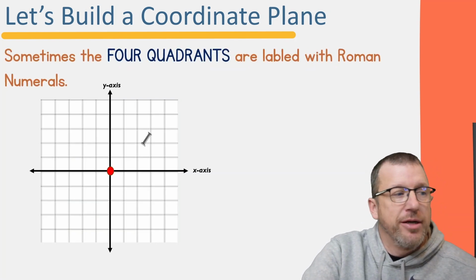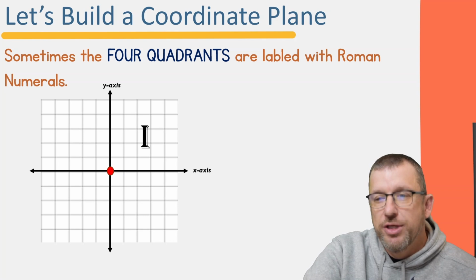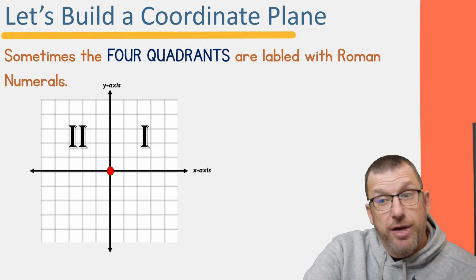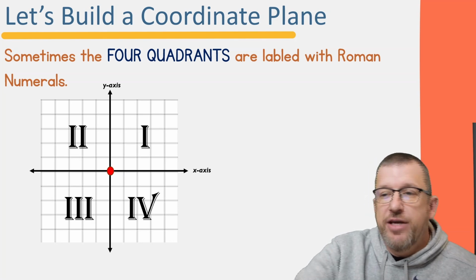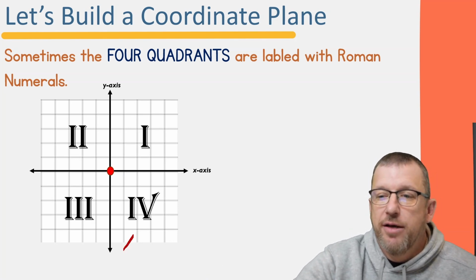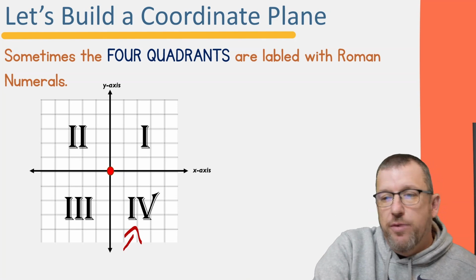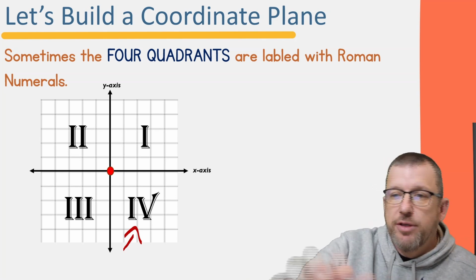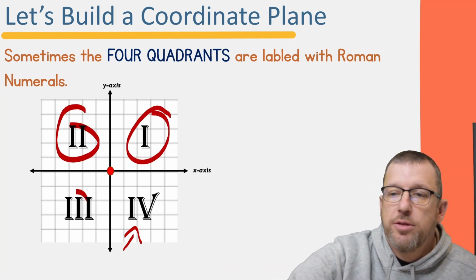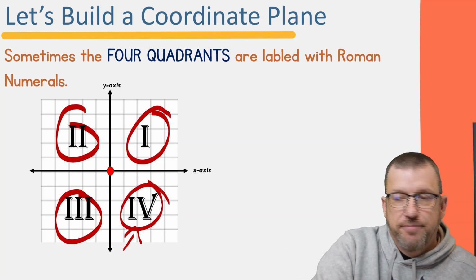A lot of times you'll see it written in Roman numerals. And if you don't know Roman numerals, an I is 1, 2 I's is 2, 3 I's is 3, and an I before V is 4. So V represents 5, and then the 1 before it means we take 1 away, so that represents 4. So it's 1, 2, 3, 4.